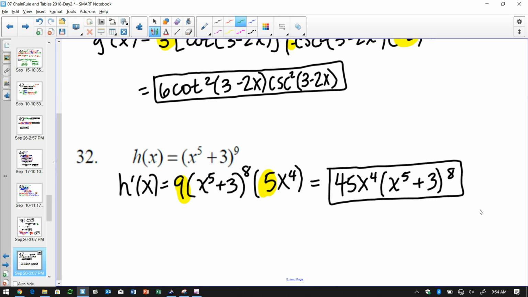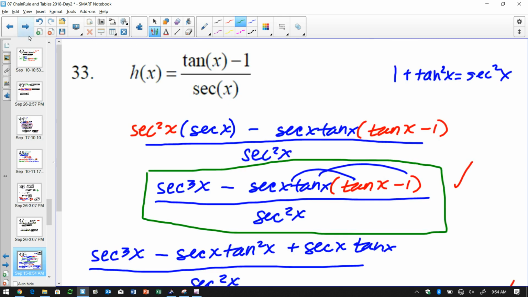Here's your answer for 32. Okay, so guys, I think for time's sake, I'll probably check your homework while you guys are taking your quiz. Okay, so there's 32. All right, your homework, guys, for tonight is going to be to finish up the rest of this worksheet.